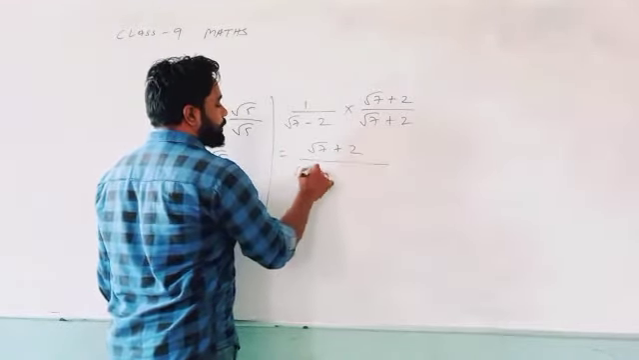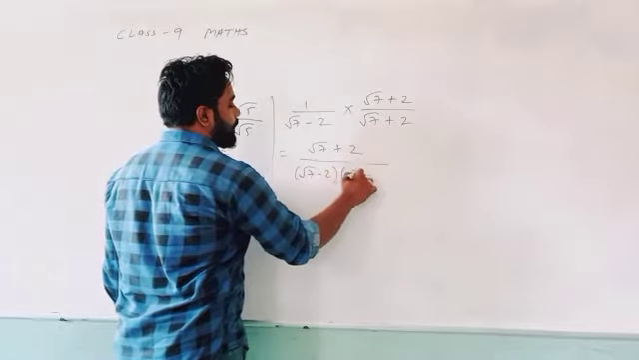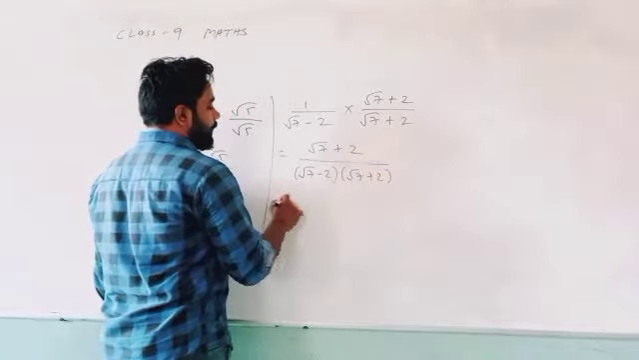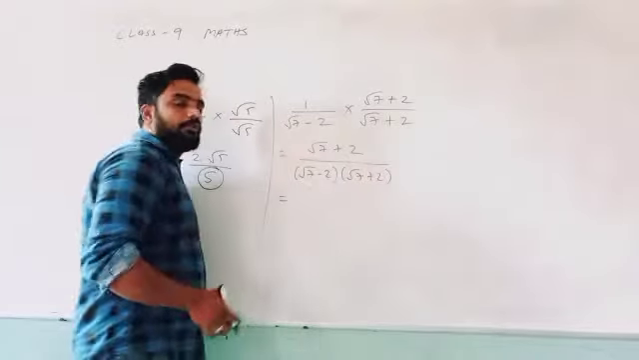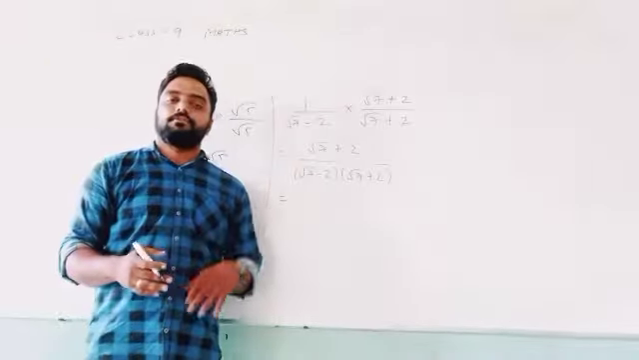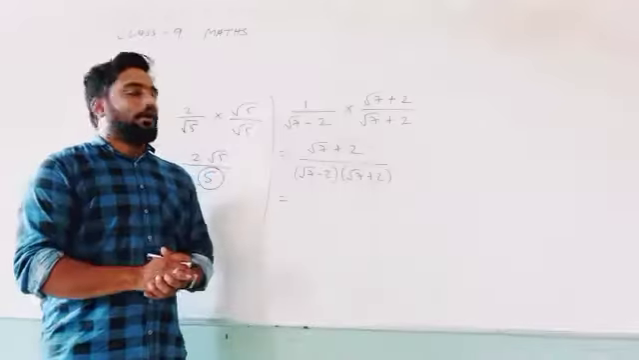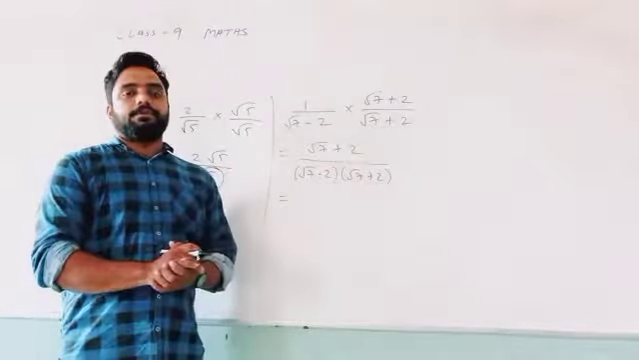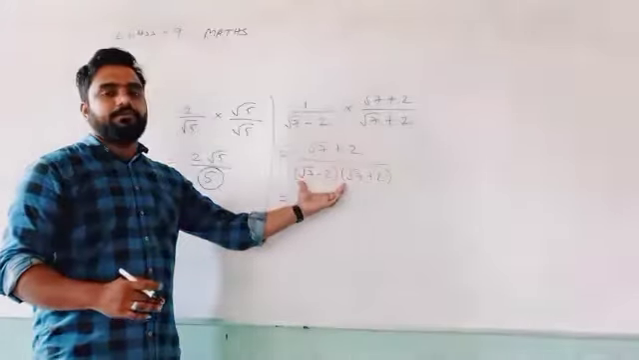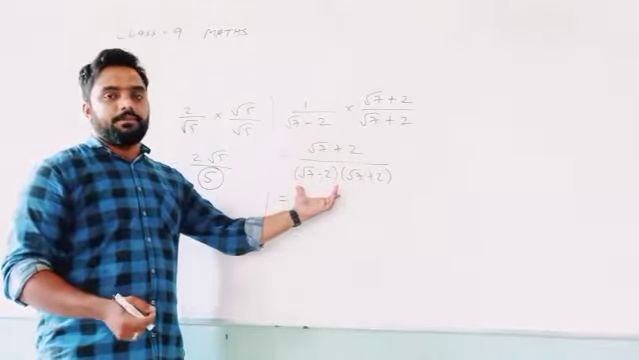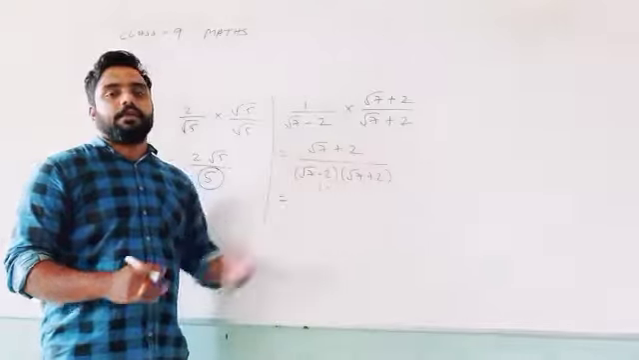Okay. And here it is root 7 minus 2, and here root 7 plus 2. Now you have to compare these things with one of the identities which we discussed in our previous lecture, that is a minus b multiplied by a plus b. The simplification of a minus b multiplied by a plus b is equal to a square minus b square.